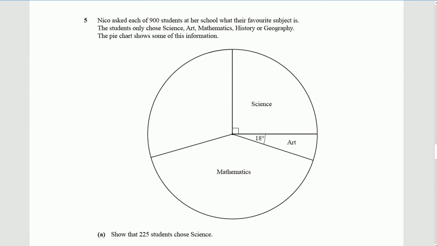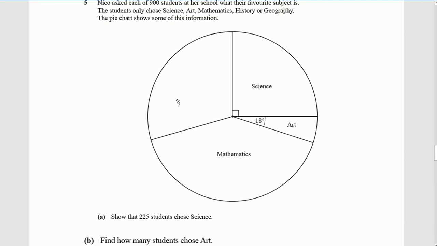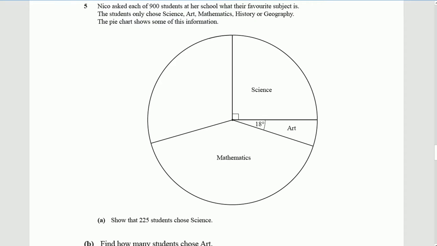Nico asked each of 900 students at her school what their favourite subject is. The students only chose science, art, maths, history or geography, and the pie chart shows this information. I want to show that 225 students chose science. Okay, so in here, I'm going to use my conversion factors most of the time, but when it's really straightforward, when they give me an easy one, I'm not going to bother with all that work.